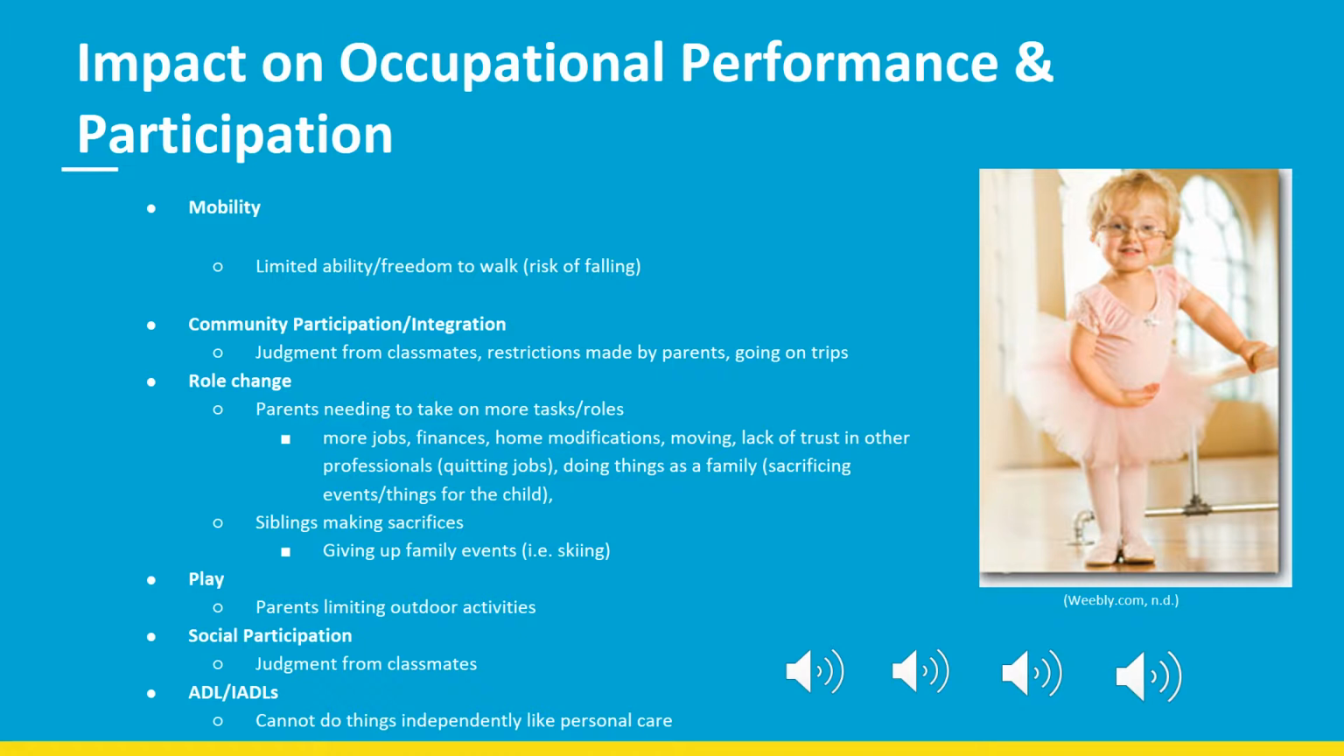Some of these changes included taking on more jobs, increased finances, home modifications, moving to accessible homes, quitting jobs to stay at home as a result of lack of trust in others caring for the child, otherwise babysitters, and sacrificing vacations and social time for the child. Siblings, as mentioned by the parents, had to give up those vacations as well.